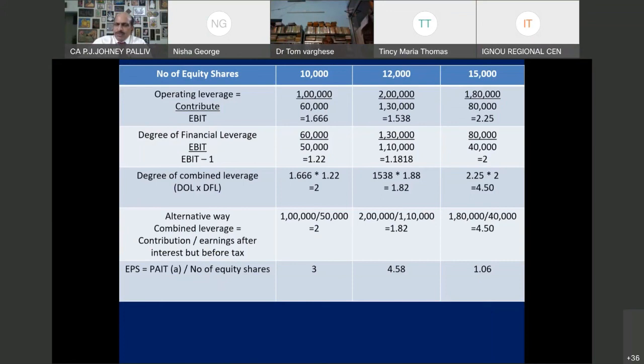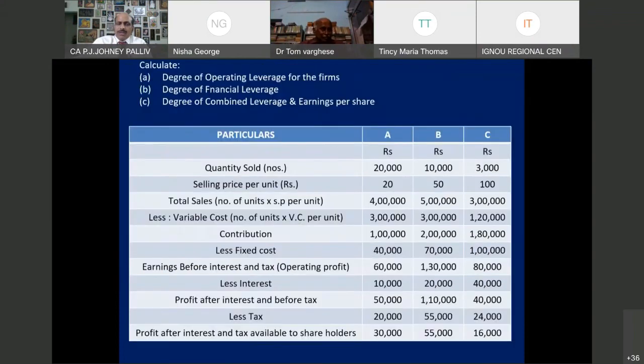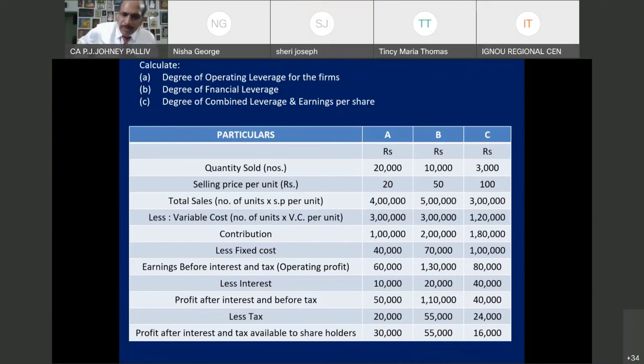By solving this, you are going to understand a lot of things with a small example. Let us start with the computation part. We are computing 1 sale value, 2 variable cost, 3 contribution. Contribution is equal to sales minus variable cost, and fixed cost, which is given. And contribution minus fixed cost is equal to earnings before interest and tax, which is also called operating profit. From the operating profit, you deduct interest. Then you will get profit after interest and before tax.